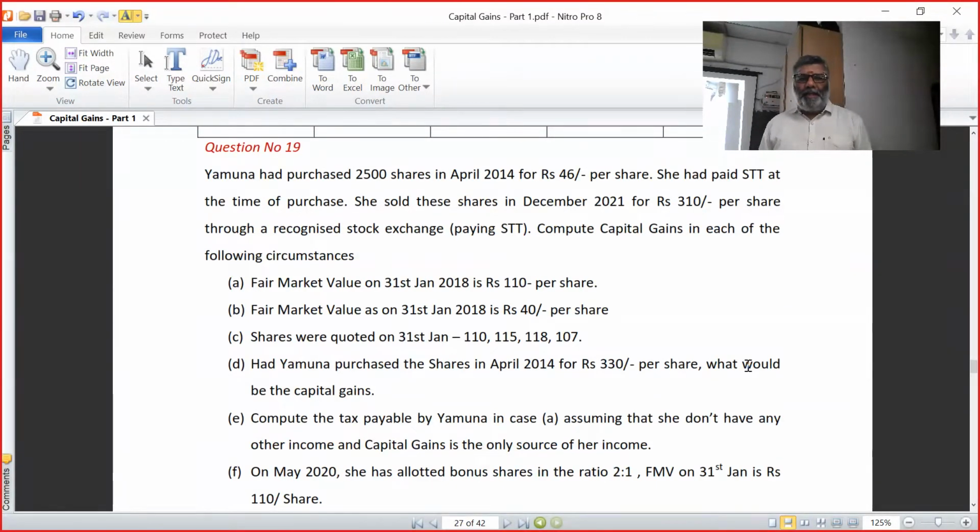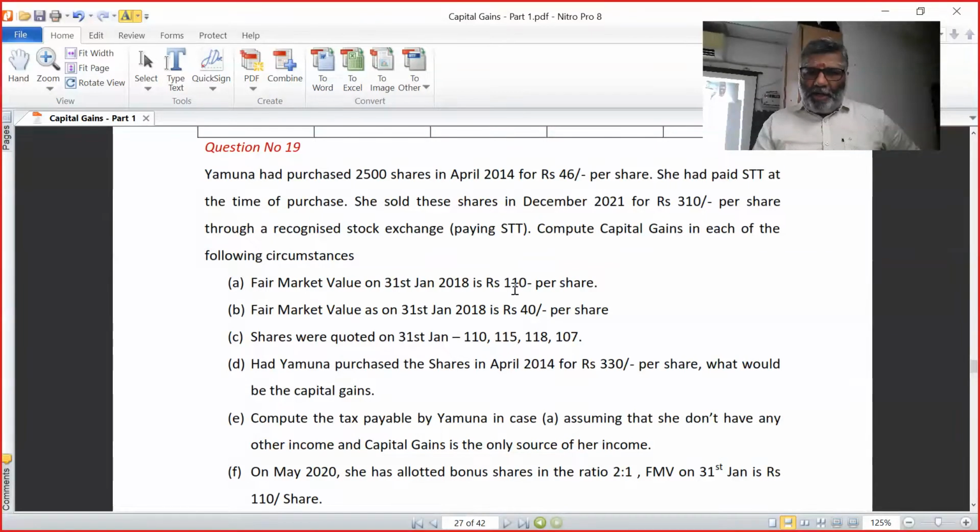Question number 19. Yamuna had purchased 2,500 shares in April 2014 for rupees 46 per share, and she paid STT. She sold these shares in December 2021 for 310 per share through a recognized stock exchange, paying STT. Compute capital gains in each of the cases.